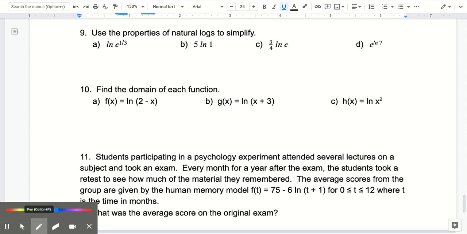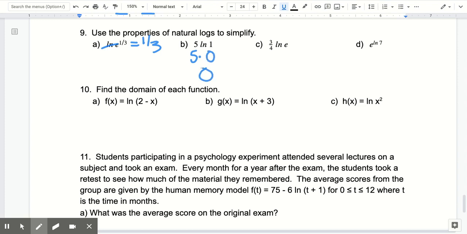So natural log of e to the 1/3, those are going to cancel out. It is just going to be 1/3. 5 times the natural log of 1, well, the natural log of 1 is 0, so 5 times 0 is 0. 3/4 times the natural log of e, natural log of e is 1, so this will just be 3/4. And then e to the natural log of 7, those are going to cancel out, and it'll just be 7. So just applying those properties.